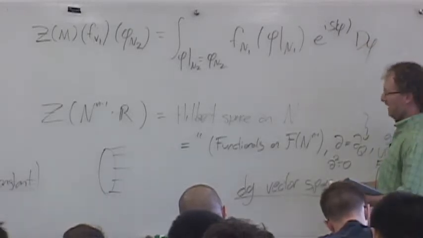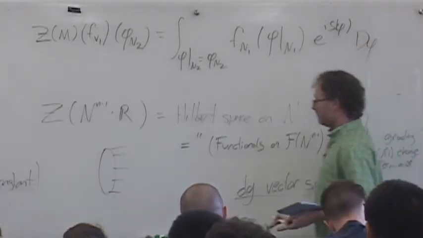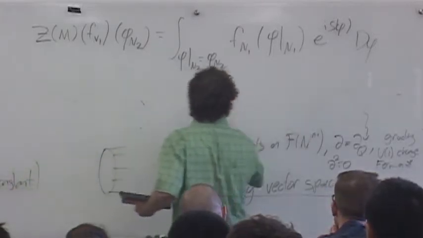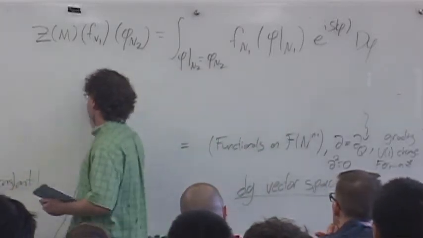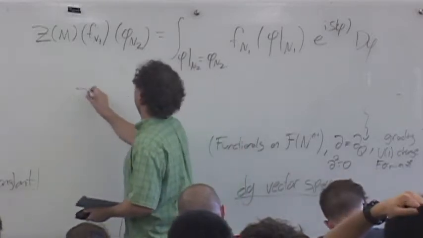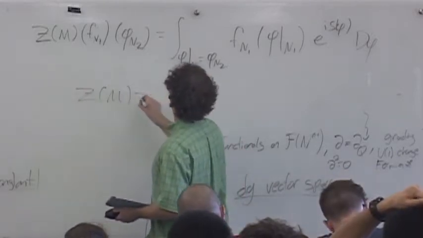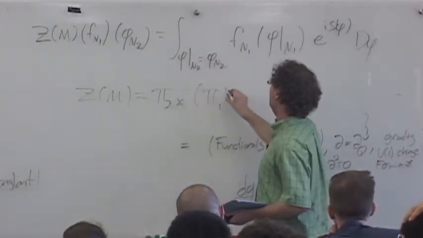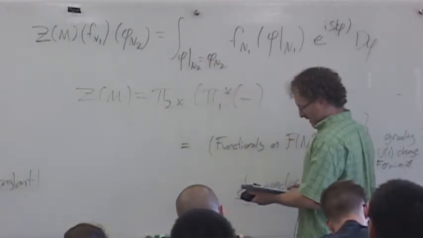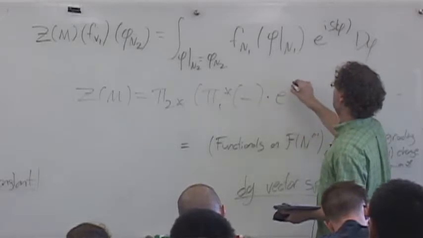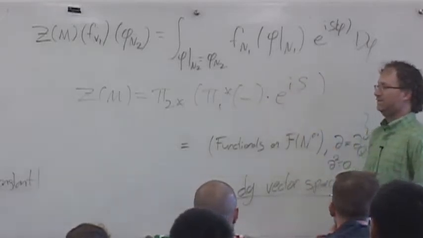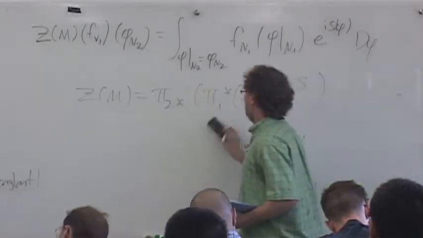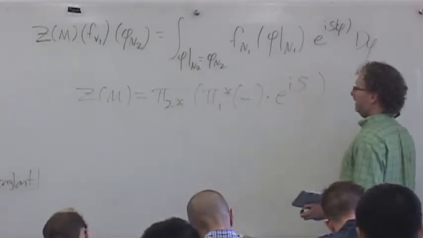Okay, which is probably a lot more confusing than just writing it formally. That's saying that Z of M is pi 2 lower star, pi 1 upper star of blank with the integral kernel, which is e to the minus S. Okay, so that's the integral transform. So that's how manifolds talk to each other.